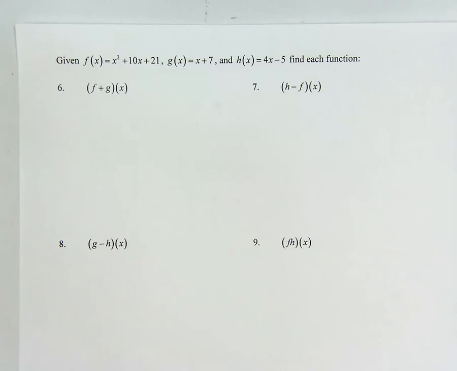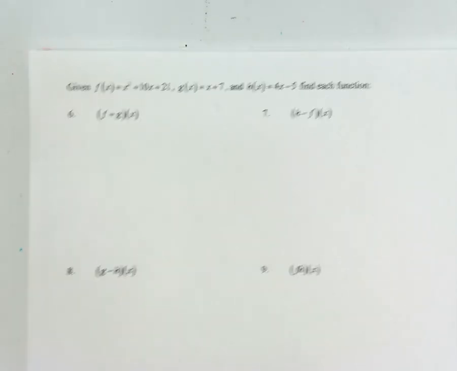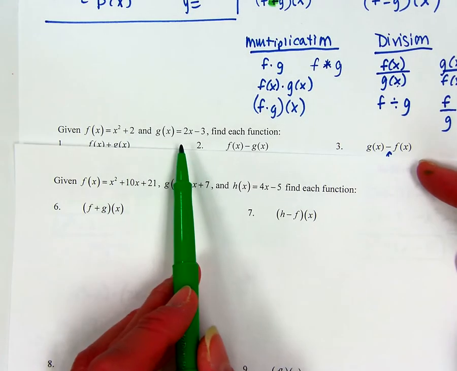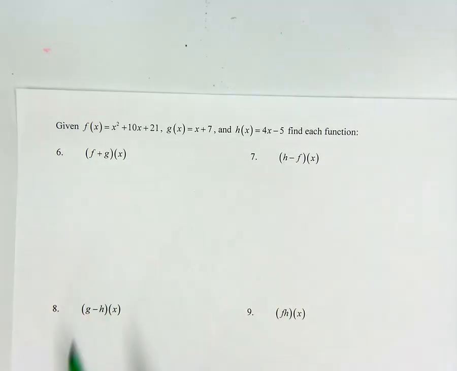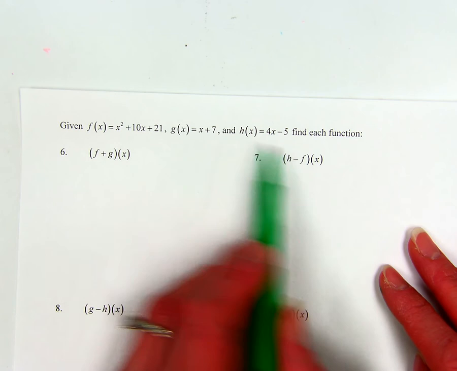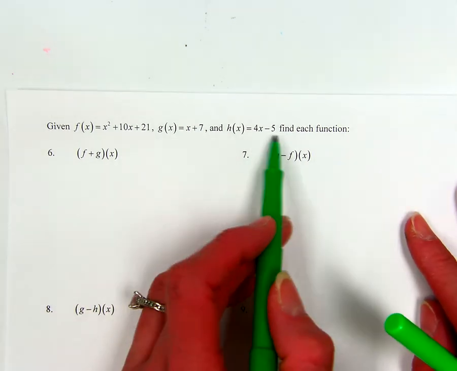All right, so this is just a continuation. Notice now we have different f of x and g of x. Right, here's what we had in the last problem. Those equations, we're not using those anymore. So now they're saying this time f of x is x squared plus 10x plus 21. Here g of x is x plus 7. And then we have this third equation, that's h of x. And that's 4x minus 5.